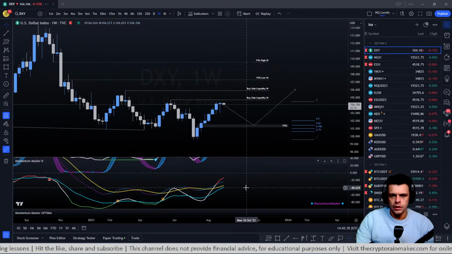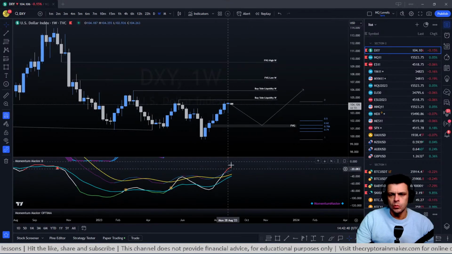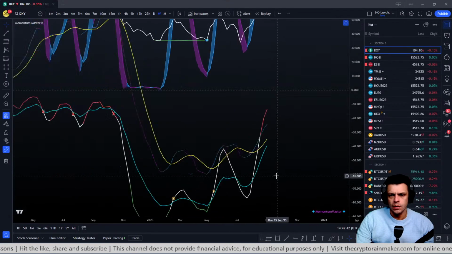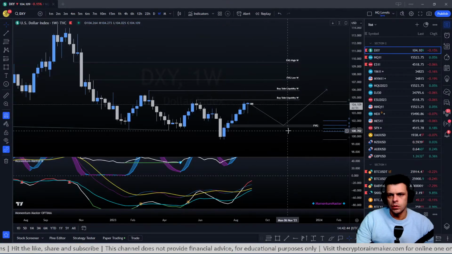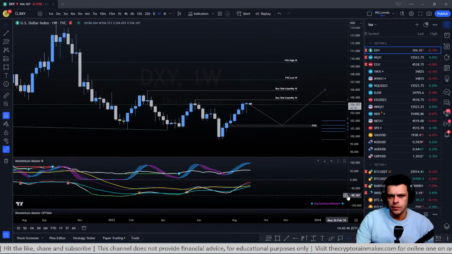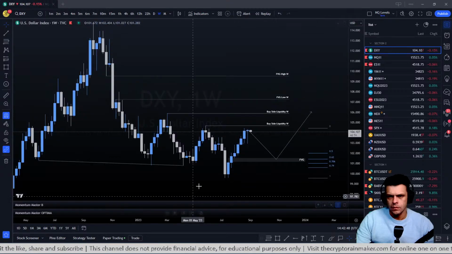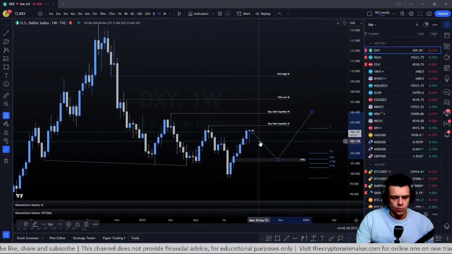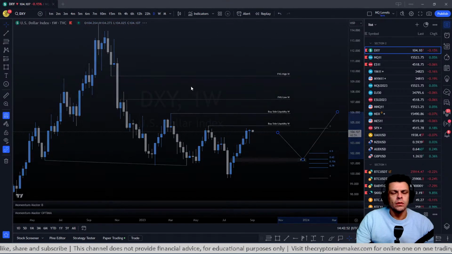RSI is pointing to the downside. Williams is overbought, printing the red signal as well. So that is definitely in alignment with this idea that we have right here. Okay, I think that's it for the weekly chart. Let's move down to the daily.